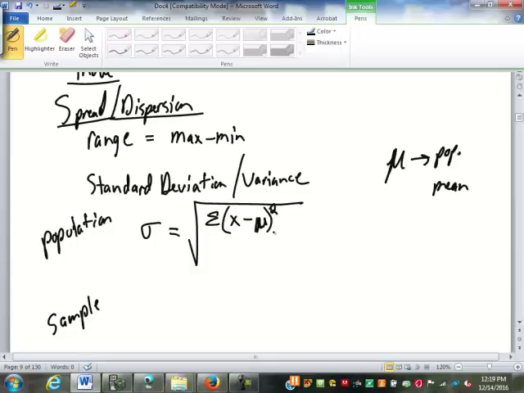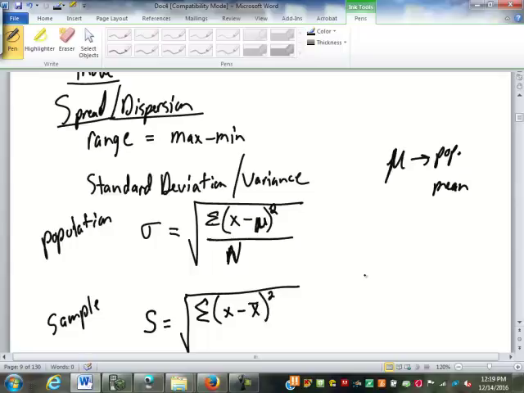We're going to subtract each of those and square them, add them up. That's what the summation symbol is there for. And then divide by n, the number of items in the population. Actually, we use capital N for population. If it's a sample, s is used to represent the standard deviation. And it's calculated in a very similar way: x minus x bar, where x bar is the symbol for a sample mean.